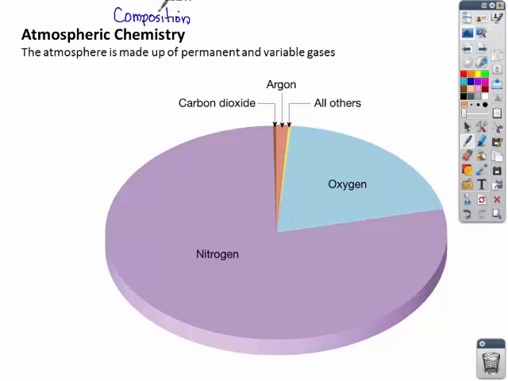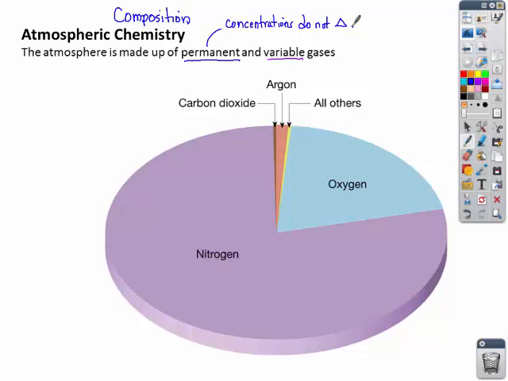Okay, the actual gases. The gases of the atmosphere can be broken up into two kinds of gases. There's what we call permanent gases, and then there's variable gases. Start with permanent gases: those gases whose concentrations do not change are permanent gases.